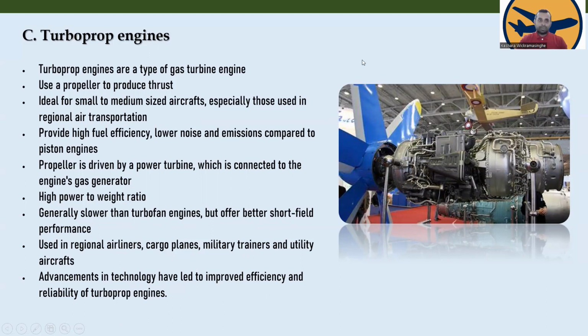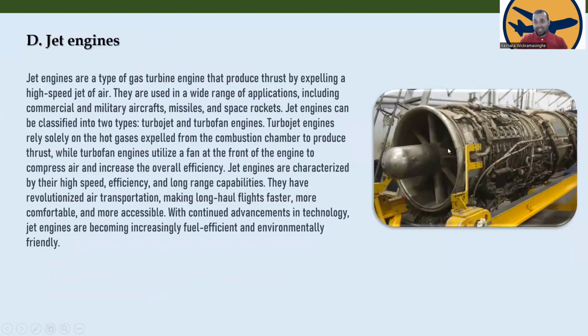All right. Okay, let's go to the jet engines. This is the jet engine. Jet engines are a type of gas turbine engine that produce thrust by expelling a high-speed jet of air, right? They are used in a wide range of applications, including commercial and military aircraft, missiles and space rockets. Jet engines can be classified into two types, right? Turbojet and turbofan engines.